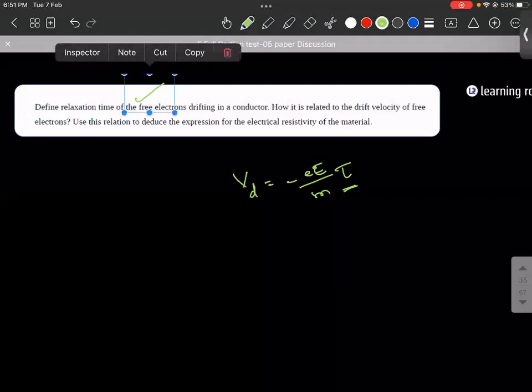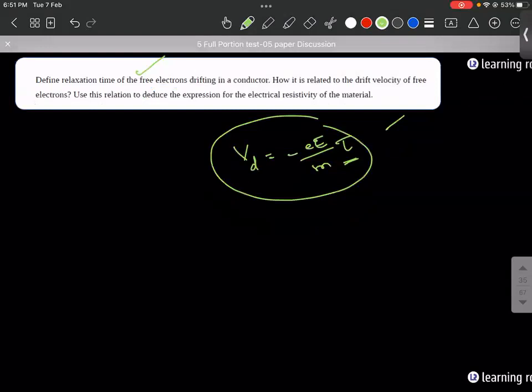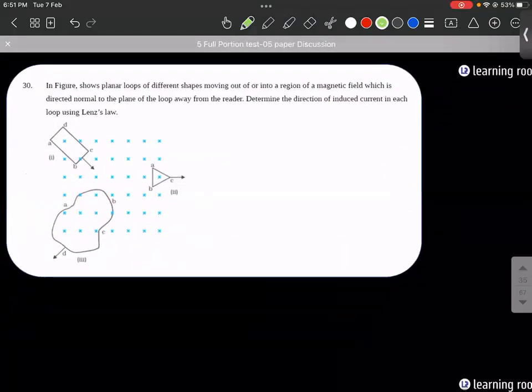Define relaxation time. It is the time taken between two successive collisions, the time taken by the electrons between two successive collisions. How is it related to the drift velocity of free electrons? So Vd is equal to minus eE divided by m into tau. Use this relation to deduce the expression for the electrical resistivity of the material. So how to solve this? I think I showed this in the previous test. So there's again a derivation. You can look at the video.